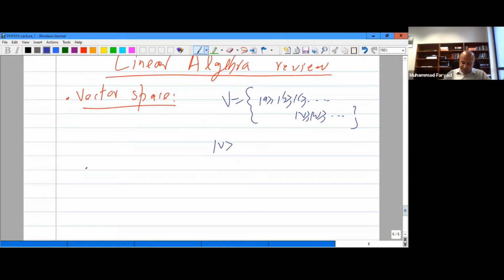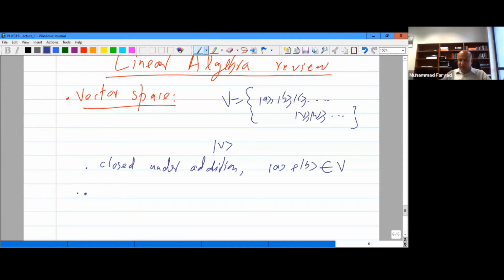Number one, that it is closed under addition, which means that if you add any two elements of this set, for example A and B, the result is also contained in this set.